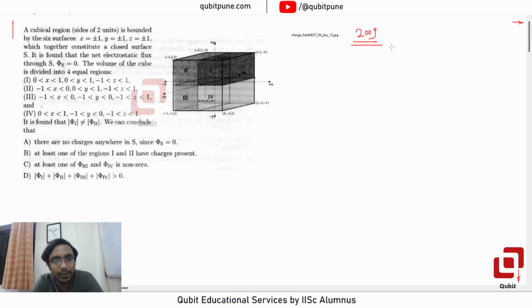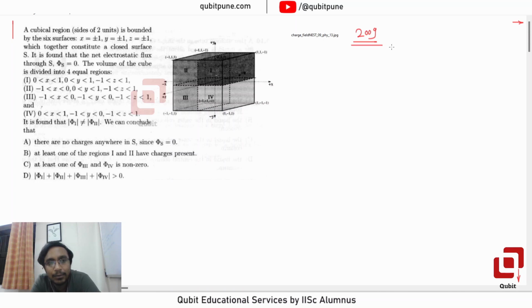The volume of the cube is divided into 4 regions. Region number 1, x between 0 and 1, y between 0 and 1, z between negative 1 and positive 1. Region 2, x between negative 1 and 0, y between 0 and 1, z between negative 1 and positive 1. Then region 3, negative 1 less than x less than 0, negative 1 less than y less than 0, negative 1 less than z less than 1, and the fourth one, 0 less than x less than 1, negative 1 less than y less than 0, negative 1 less than z less than 1.